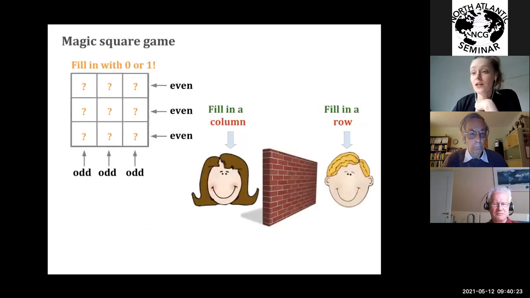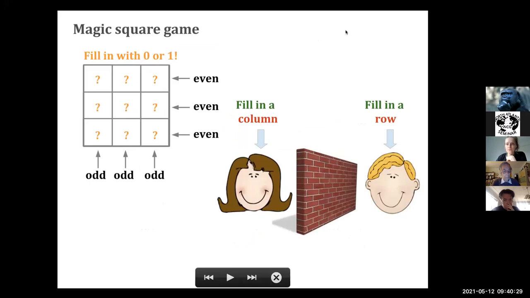Okay, now I want to tell you what a non-local game is using an example. Perhaps my favorite game is called the magic square game. So we have two parties, Alice and Bob, and I drew this wall here to denote that they cannot talk to each other after the start of the game. Then we have this 3x3 square, and we would like to fill it in with zeros and ones so that every row sum is even and every column sum is odd.